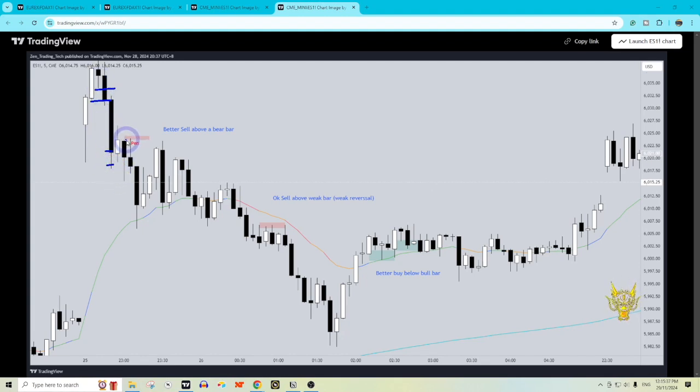Placing an order one tick above a bear bar is a great idea. Placing an order above a bull bar, you had to sit through more of a pullback. So if you are going to fade a low one, it's a better sell above a bear bar. It's also on the correct side of the moving average here. Here, it's a better buy below the bull bar. If you got stuck here, you got out break even.